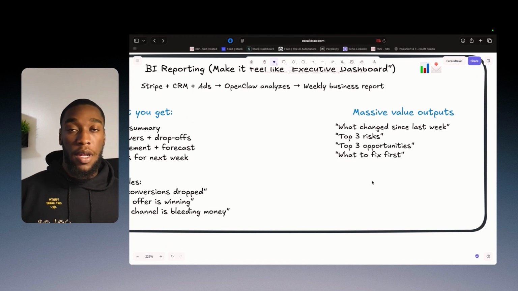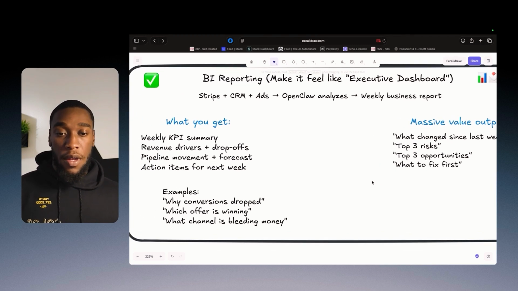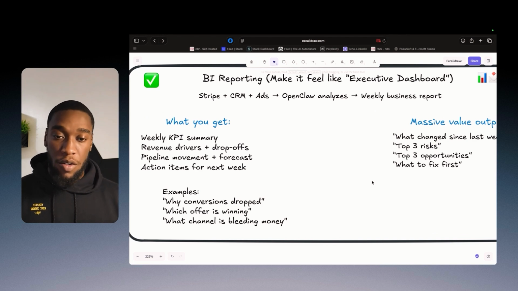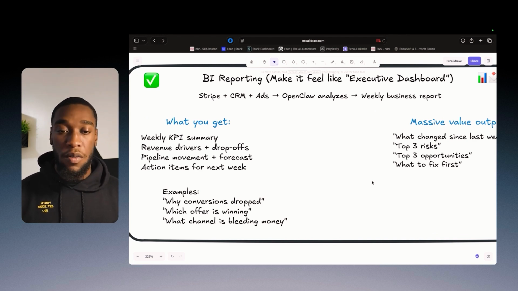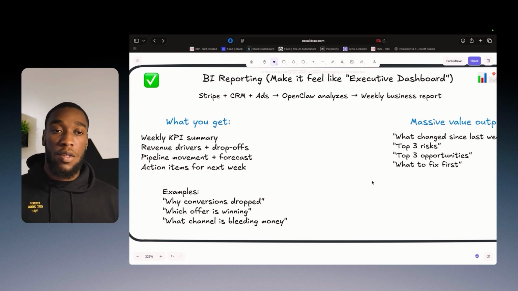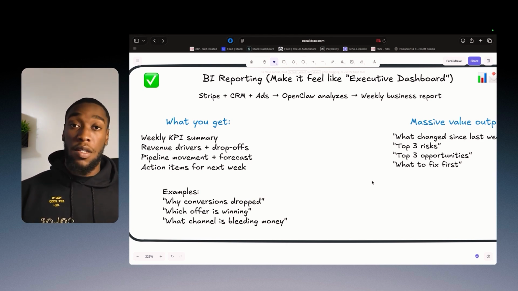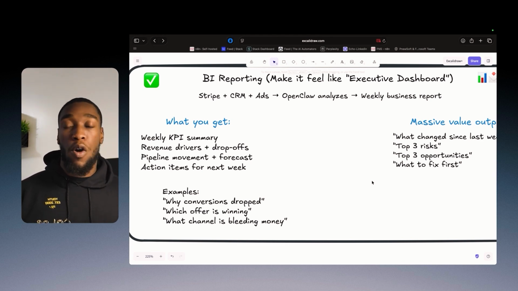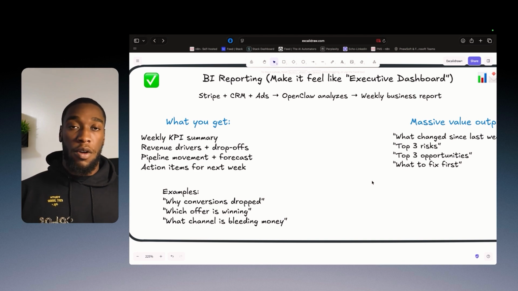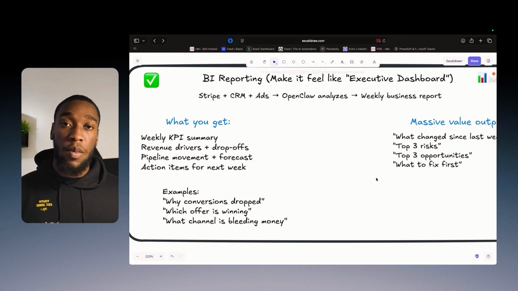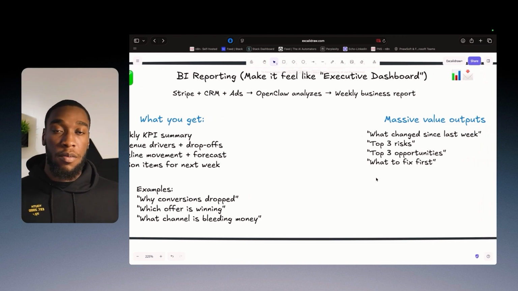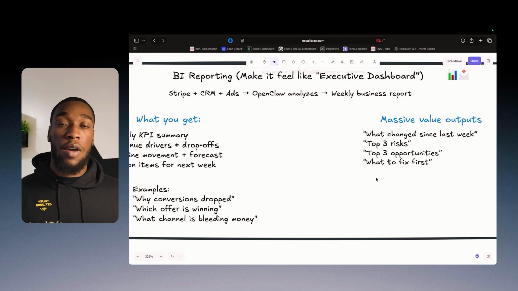So a lot of the value here is derived from seeing what changed week by week, and then any top 3 risks, identifying opportunities and what to fix first. Some examples might be why conversions dropped, which offer is winning, and which channel is bleeding money. These are things that you would typically have to meet or discuss during any type of sprint. But now OpenClaw is able to detect your workflow and identify things that you could use in these weekly executive dashboards, making really useful time for your team to focus on other things that really drive the business forward.